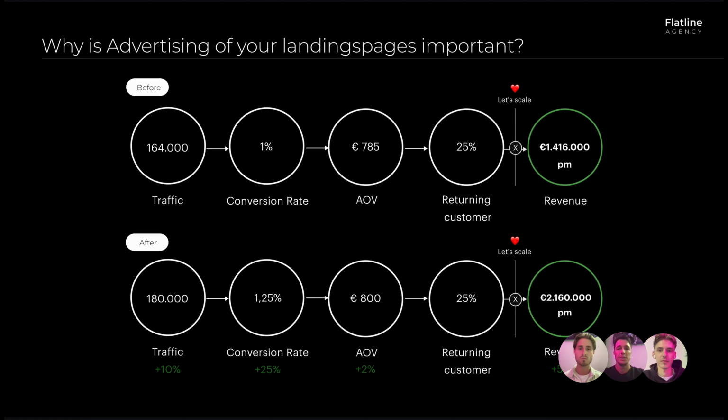If we look into this graph here, if you can improve only your traffic by 10%, and if you can improve only your conversion rate by 25% and your AOV by 2%, you see in the end that the revenue already increases a lot. So if we improve the traffic and if we improve the website, you can see in the end that overall the store is performing way better than before.